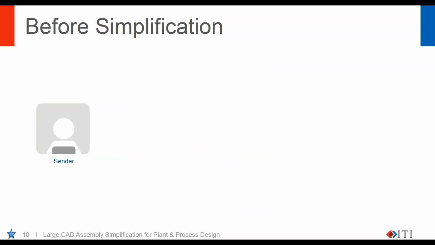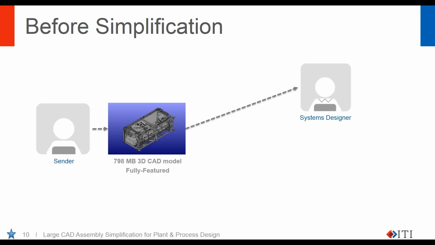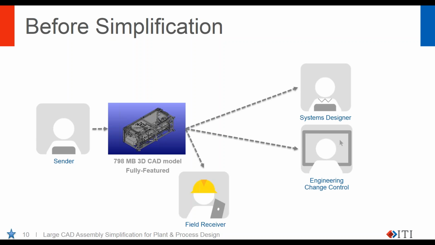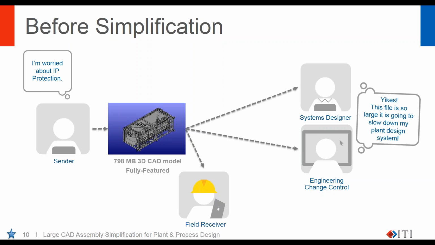Now if we try and look at that schematically, you've got the data sender. Now in this case he's sending out a large equipment assembly on a skid. It's a 798 megabyte fully featured mechanical CAD model, and it's gone out to an engineer in the field. It's gone out to a systems designer, a plant systems designer, a change control engineer, support engineer. Now each of those have got issues. The data sender is worried about the IP in the model that he's sending out. He may want to protect it.